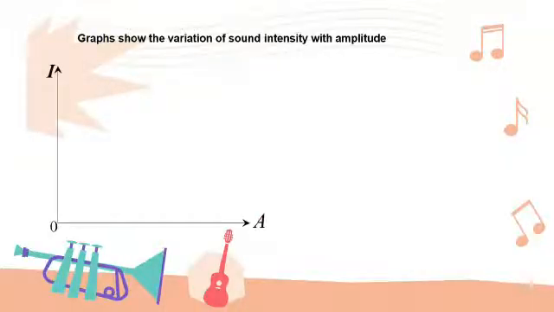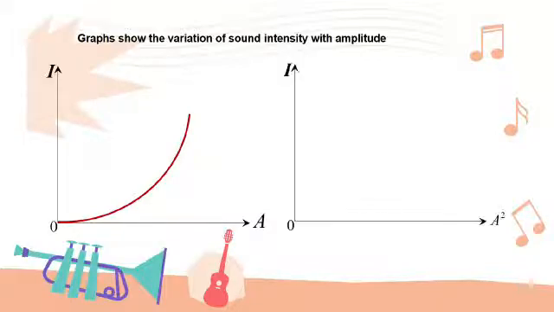If we plot a graph of intensity against amplitude, this is the shape of the graph. If we plot the graph of intensity against amplitude square, the shape of the graph is a straight line.